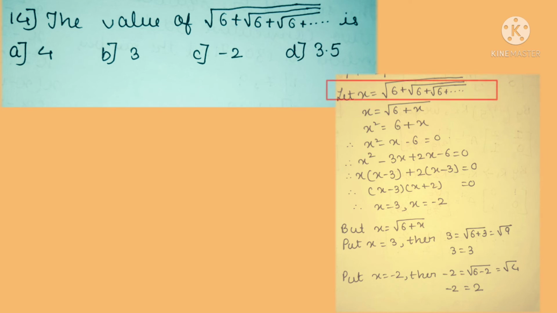So x is equal to root of 6 plus x, as we have already marked previously. So we have just rearranged it: x is equal to root of 6 plus x. If we take the square on both sides, the root will be removed from the RHS and x will be squared on the LHS. So x square is equal to 6 plus x. Now the quadratic equation forms.